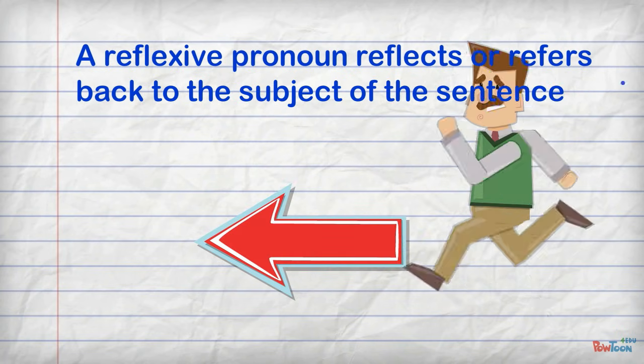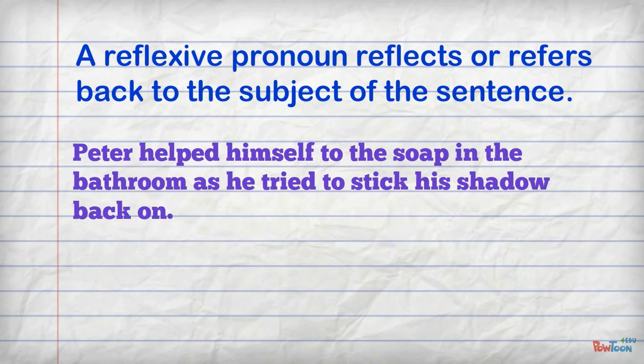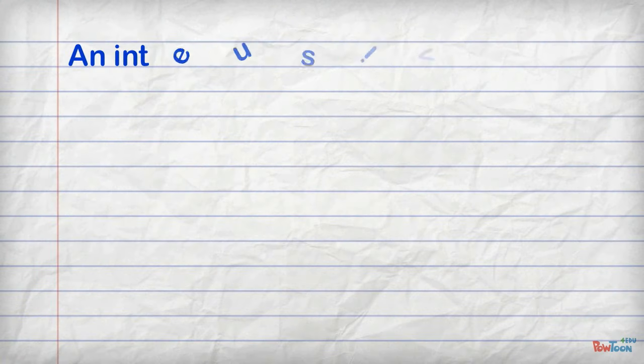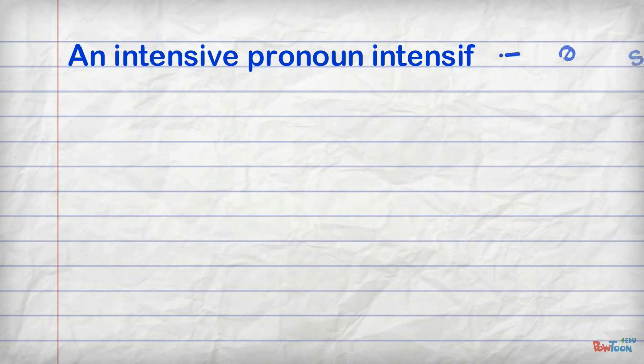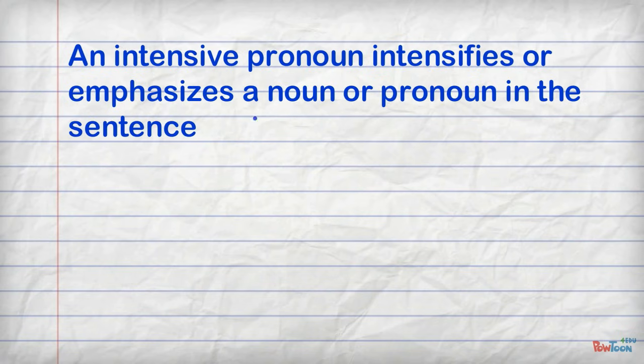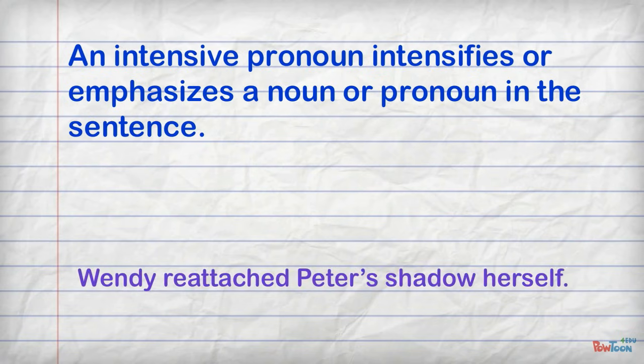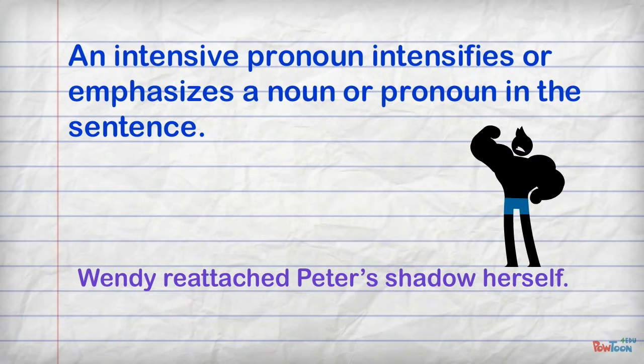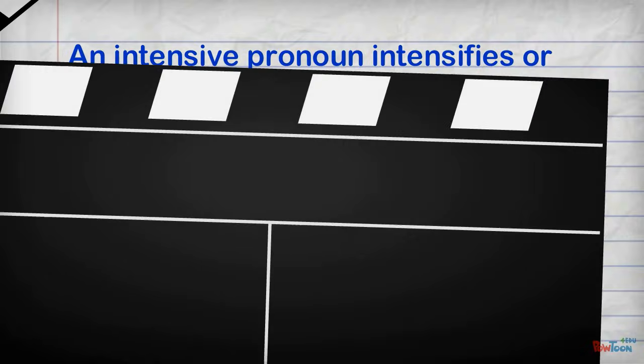In the example, Peter helped himself to the soap in the bathroom. Himself is referring back to the subject, Peter. An intensive pronoun intensifies or emphasizes a noun or pronoun in the sentence. In the example, Wendy reattached Peter's shadow herself. The pronoun herself emphasizes the fact that Wendy attached the shadow on her own.